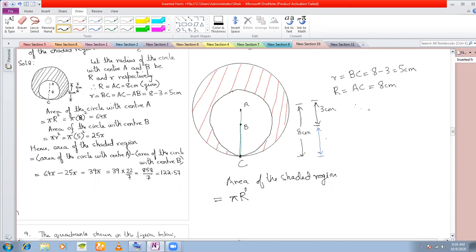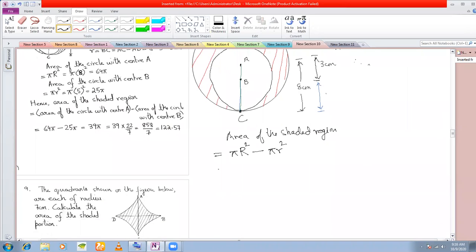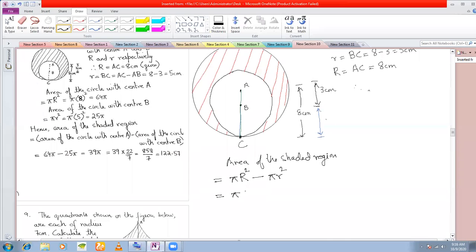Pi capital R square minus pi small r square. Now, remember, as I told you, although the formula looks the same, this is not a circular ring. The formula looks the same, but it is not a circular ring because the centers are different. So now you put the value of small r and capital R. Don't put the value of pi right now.